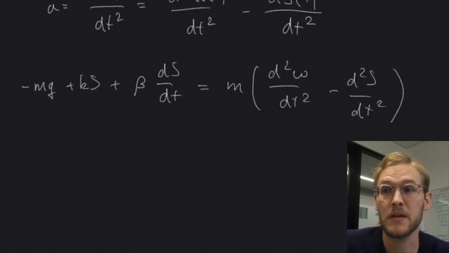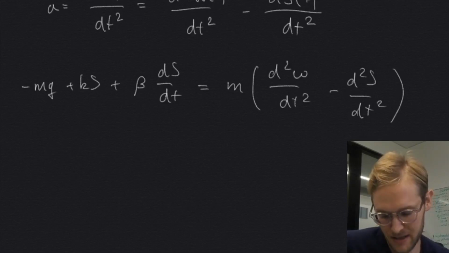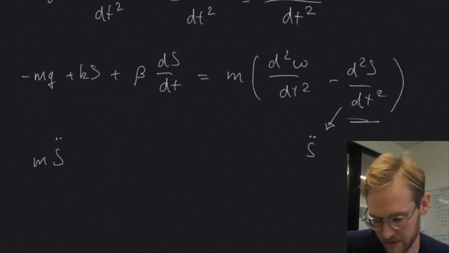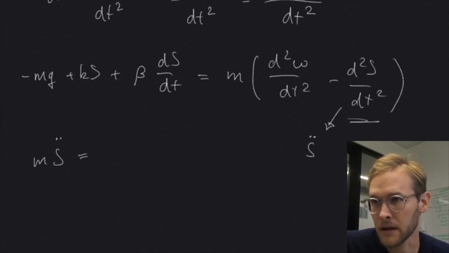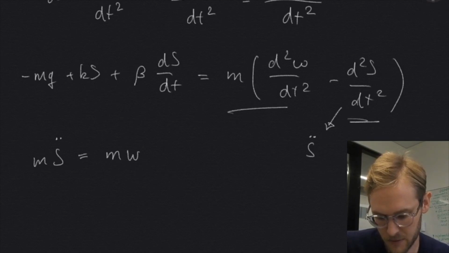And that should be it, yeah? What we want to do now is rewrite it a little bit. So we'll bring the second derivative of s over on the left-hand side first. And then we'll have mass times w. That's what's left up here, yeah.